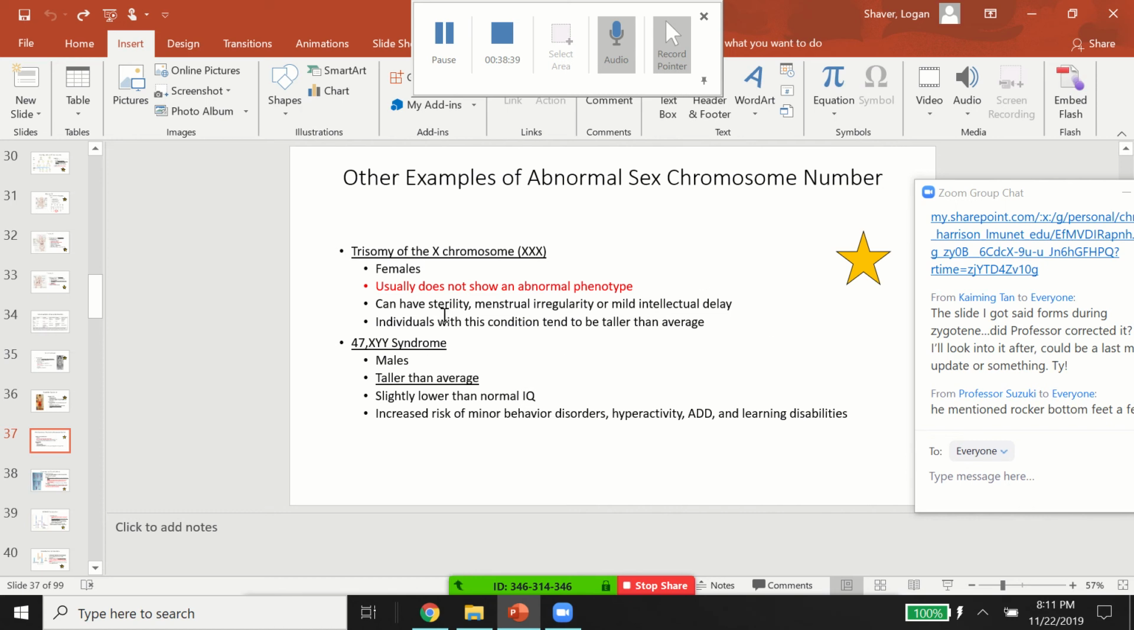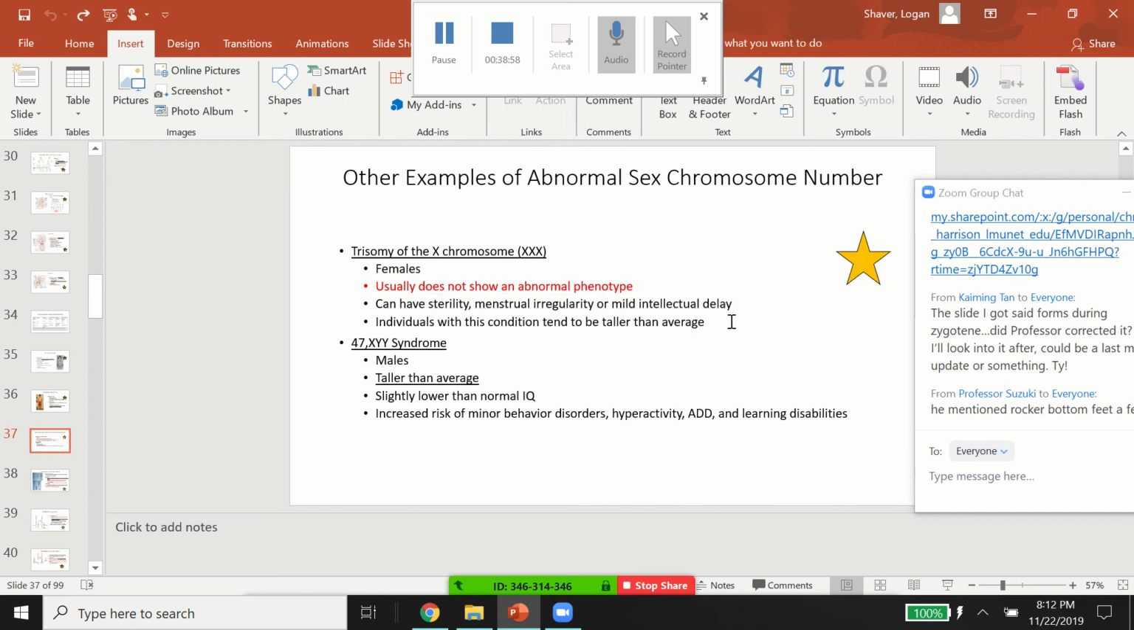This slide, I don't really remember if they mentioned any of these two, but I did put a star here just in case they could come up. So trisomy of X, so of course that's going to be triple X here. Usually it does not show an abnormal phenotype.